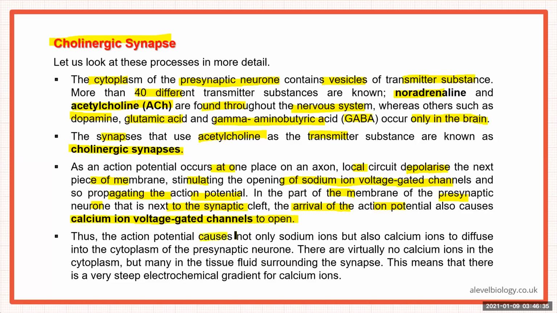Okay, so this action potential causes not only the sodium but also the calcium ions to diffuse in the cytoplasm of the presynaptic neuron. Now the thing is, in that area, there are virtually no calcium ions at all in the cytoplasm, but there is a lot of calcium in the tissue fluid surrounding the synapse. So they actually enter through a steep electrochemical gradient, because there is a lot of calcium outside, right? So it enters because of a steep concentration gradient. And then again, because of this difference in polarity, because of this electrochemical gradient, calcium ions also enter.